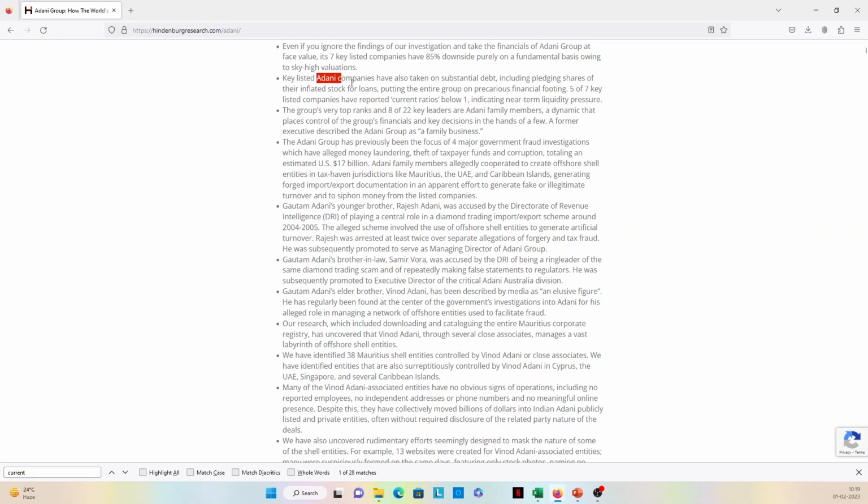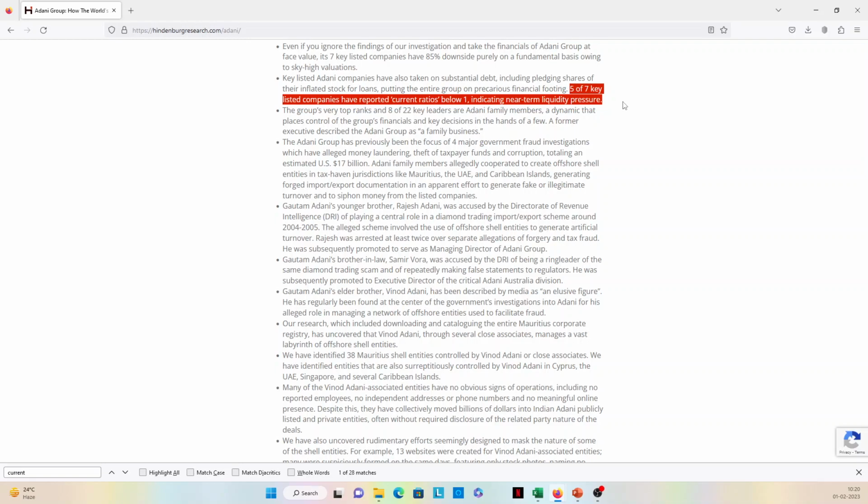So they say the primary point that we want to highlight here is that 5 of the 7 listed companies have reported a current ratio below 1, indicating near-term liquidity pressure. That's what they are saying. So let's go into detail.